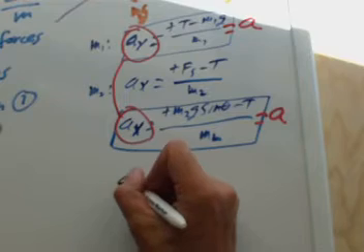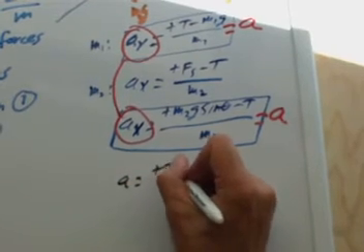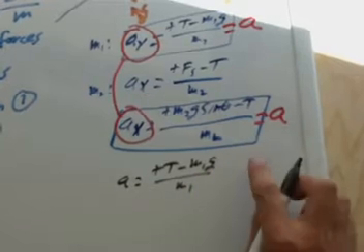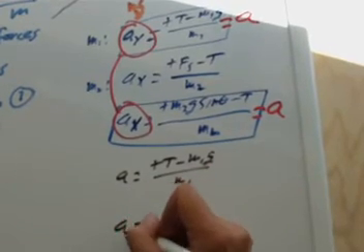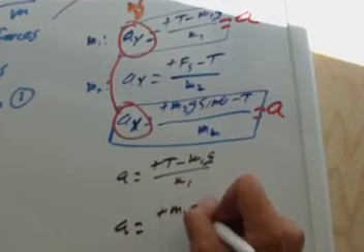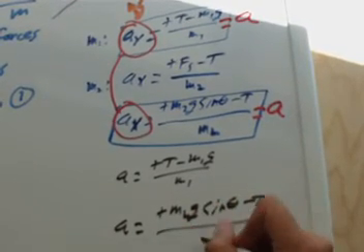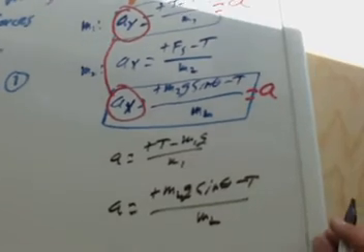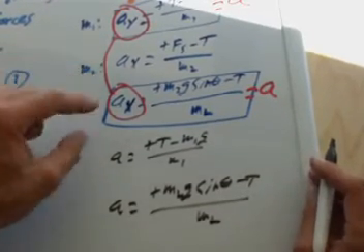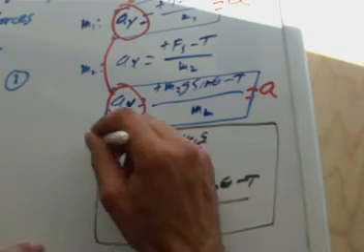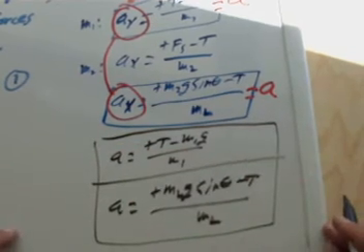You can rewrite that top one for M1 as A equals plus T minus M1G over M1. That'll be fine. And for this one right here, you can rewrite this A as plus M2G times the sine of theta minus T over M2. So I've just rewritten the two equations I formed, but instead of the AY and the AX, I've just replaced that with A because A is the same across both blocks. And there you go. You've got two equations for A there.